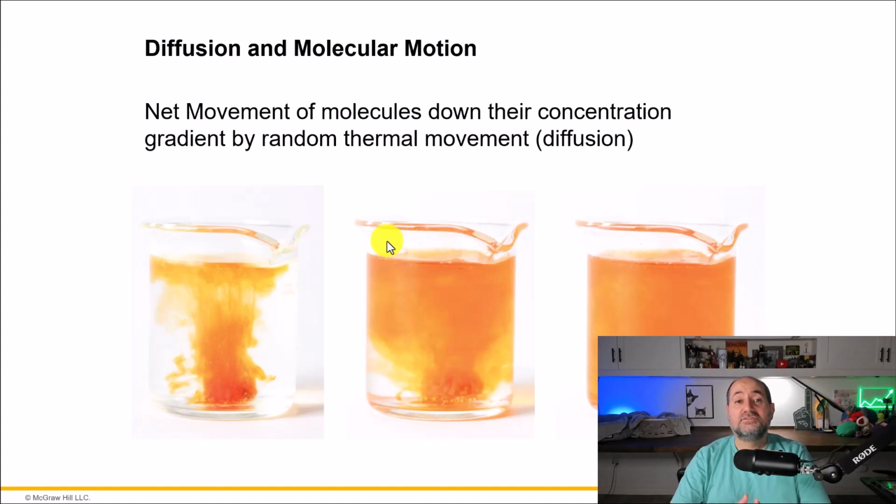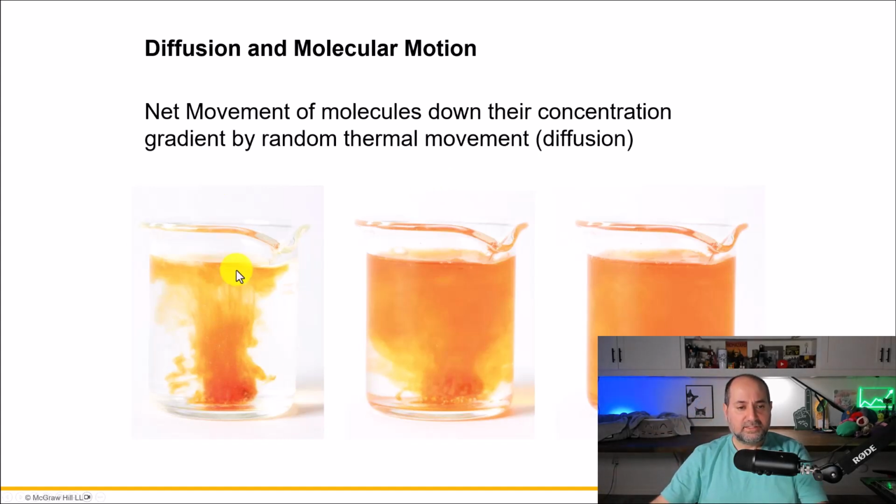Diffusion is a spontaneous process. That means that no energy is required for diffusion to occur. It's just going to occur. In fact, diffusion releases energy, if anything. Here it says in your notes that net movement of molecules down their concentration gradient by random thermal movement is known as diffusion. That's a fancy way of saying that substances move from areas of higher concentration towards areas of lower concentration. That's what they mean by moving down their concentration gradient.